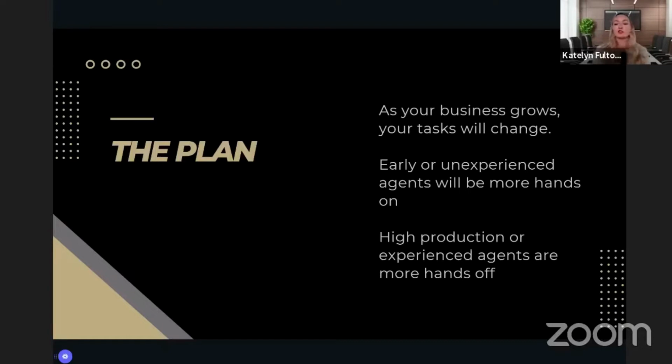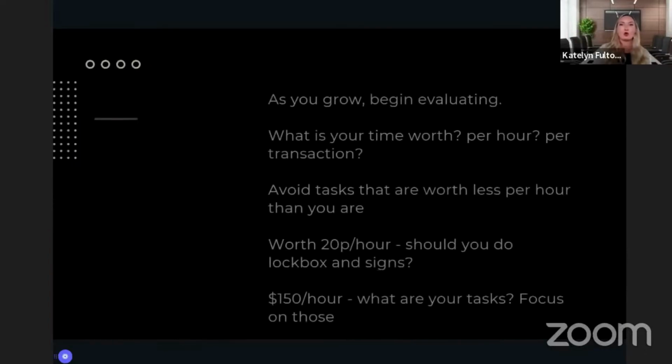If you're a high production or experienced agent, you're typically a little more hands off. You might be giving new agents things to do for you. They might be doing your open houses or picking up lock boxes for you. As you get more experience, you're doing a little bit less and you might be making more money. So your goal is to get up to that spot. I promise it won't always be like that.